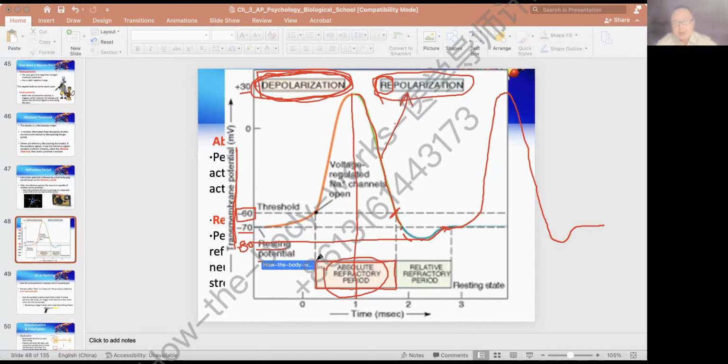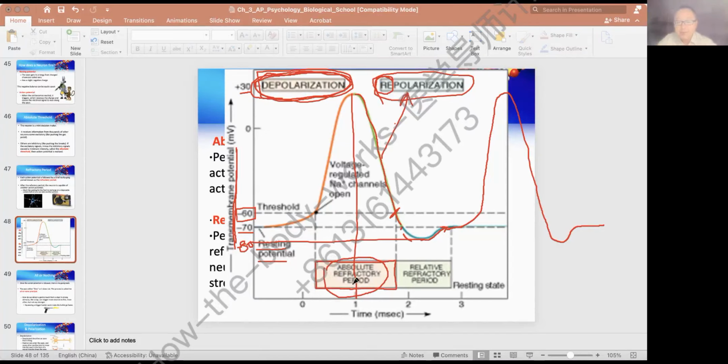Refractory means cannot change, resist changing. So absolute means 100%, right? 100%. And a period means duration of the time, right? Duration of time. So absolute refractory period means during this period of time, we cannot make it excited further or make excited again. Just please pay attention.